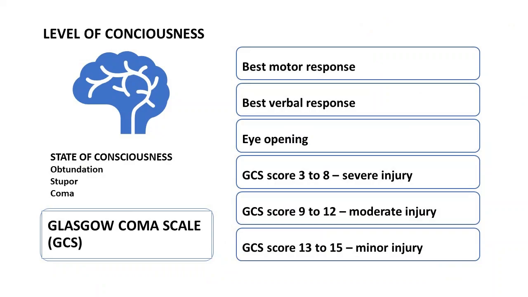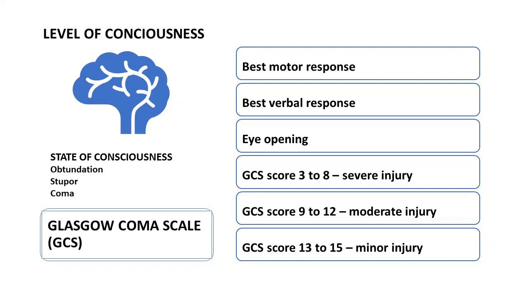Neurological examination is very important in the case of unconsciousness. First of all, the state of consciousness should be determined, whether it is obtundation, in which the patient responds to verbal stimuli, although slow and inappropriate, stupor, in which the subject can be aroused only by vigorous and repeated noxious stimuli, or coma, an unarousable and unresponsive state.